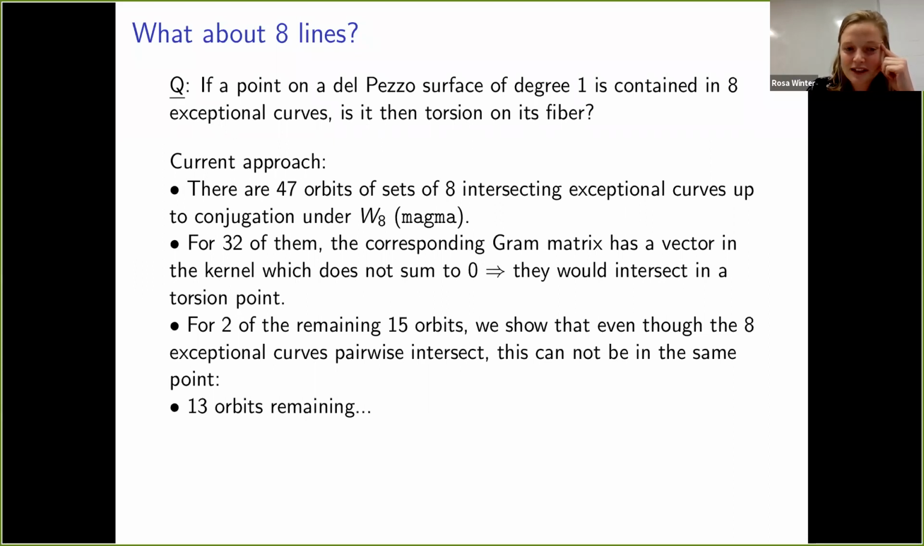And yeah, we are currently trying to, of course, either find an example of 8 exceptional curves that go through a non-torsion point, or eliminate these by similar means as the one before, where you can show that they cannot go through a point. But yeah, this is where we currently are. So this is to be continued. Yeah, and this is what I wanted to say today.